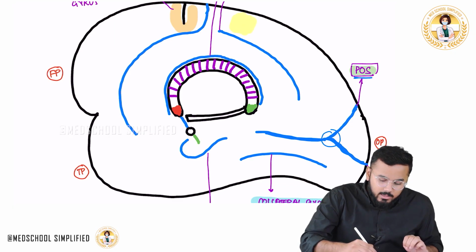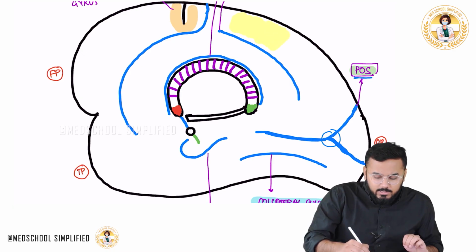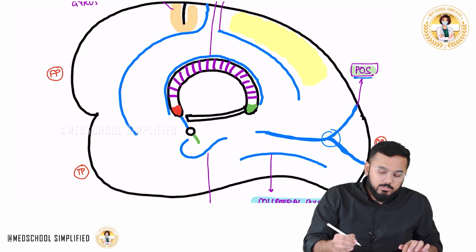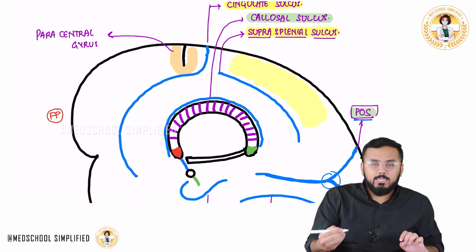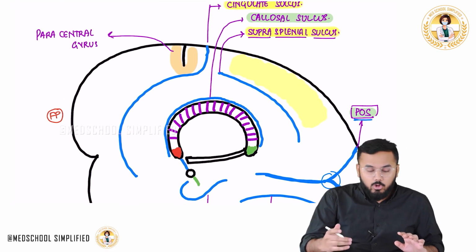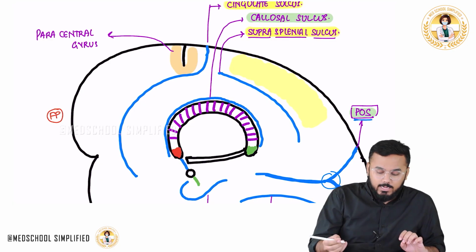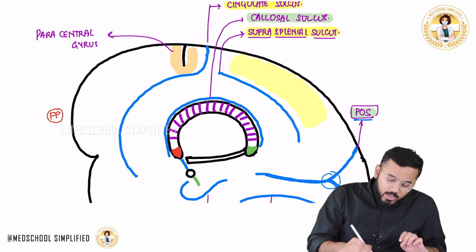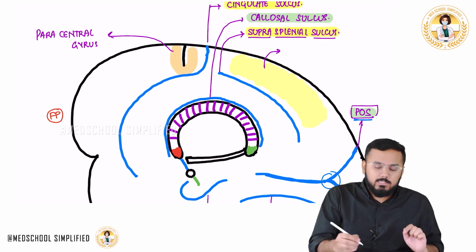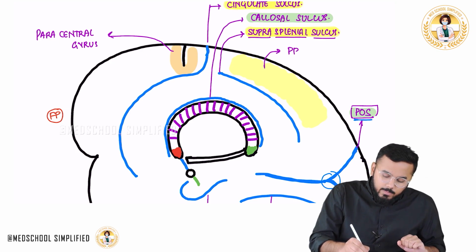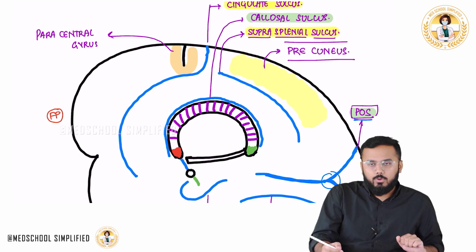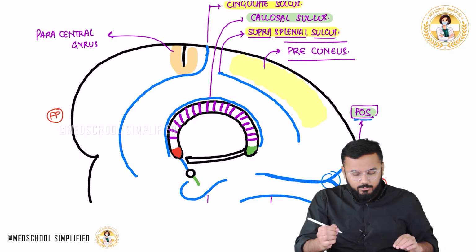So this area is also a gyrus, and where is this gyrus present? This gyrus is exactly present on top of the suprasplenial sulcus. Anything on top of the suprasplenial sulcus, whatever you have got here, this gyrus is called the precuneus gyrus. Why it is called precuneus, I will tell you in a minute.